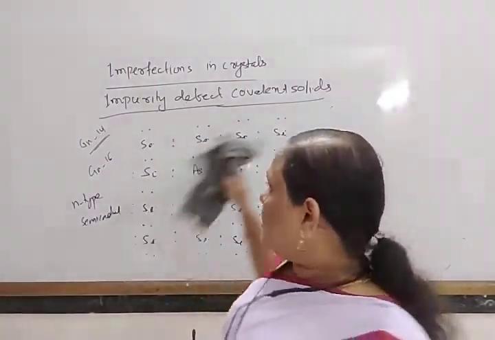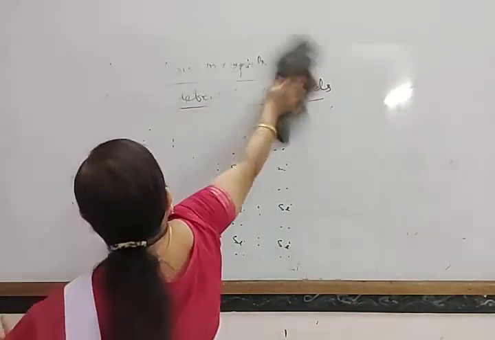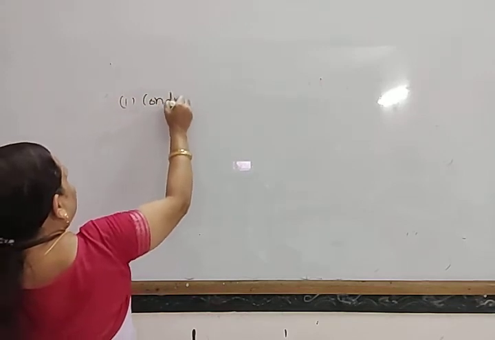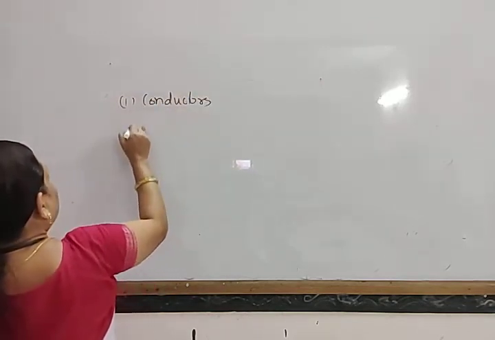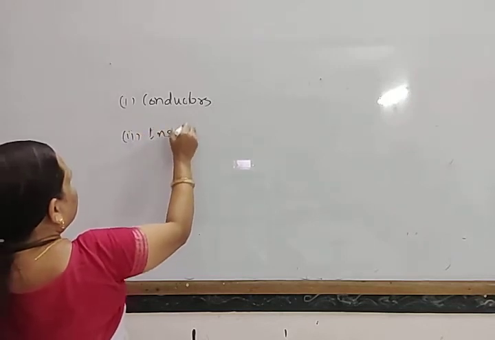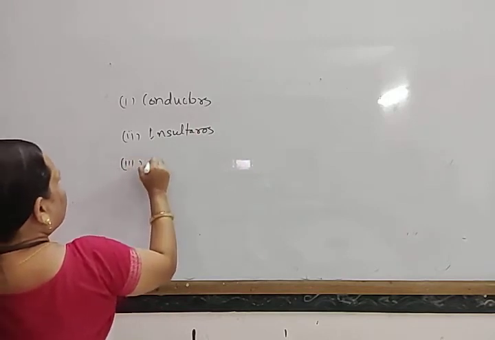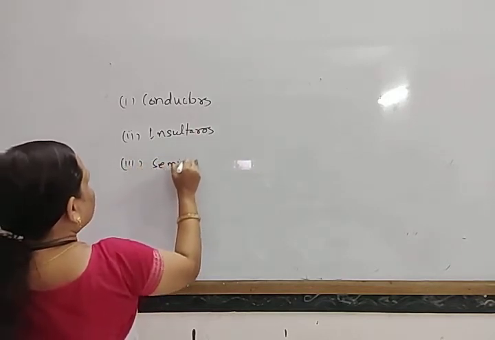Next we come to the electrical properties of solids. Depending upon whether a substance can conduct electricity through it, substances are classified into 3 types: one is known as conductors, another as insulators, and another as semiconductors.